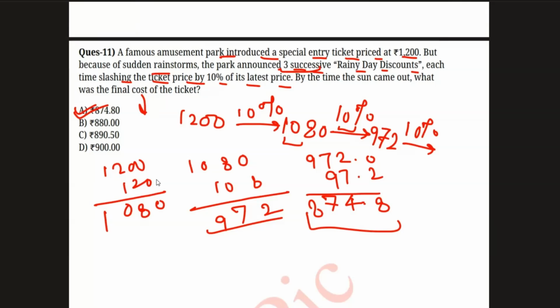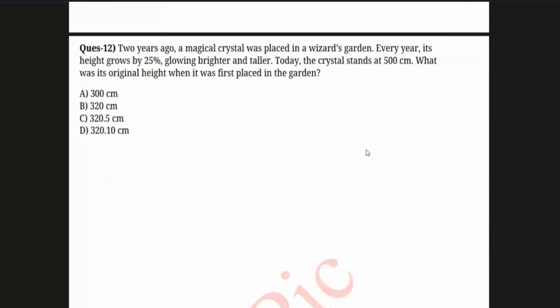So let's move on with the next question. Now let's solve the last question of the day. Yes, it is the last question of day 2, and we will do more questions in the upcoming videos. Okay, so the question is saying that 2 years ago, a magical crystal was placed in a wizard's garden. Every year, its height grows by 25%, glowing brighter and taller. Today, the crystal stands at 500 centimeter. Then, what was its original height when it was placed first?